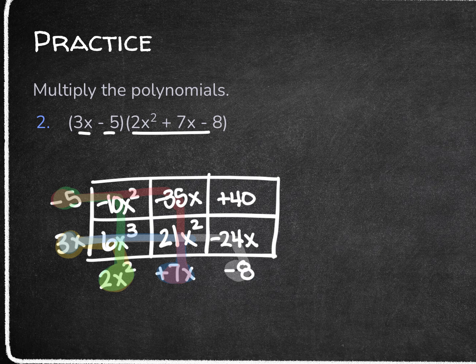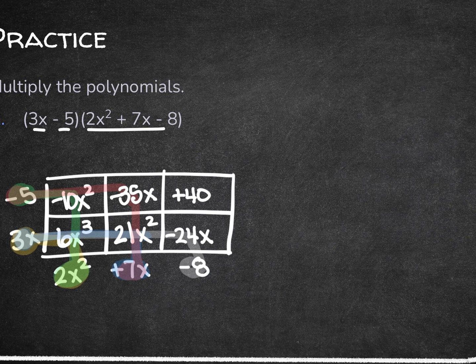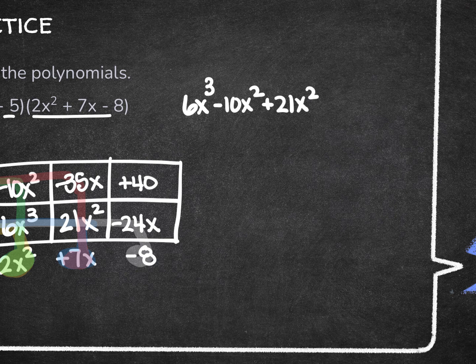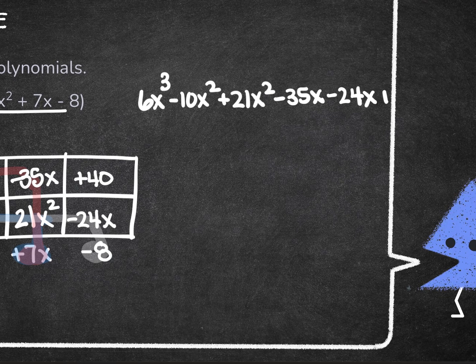So now the outsides are done. We're going to write down the insides. So I have a 6x to the third. I have a negative 10x squared. I have a positive 21x squared. I have a negative 35x. I have a negative 24x. And then I have a positive 40.